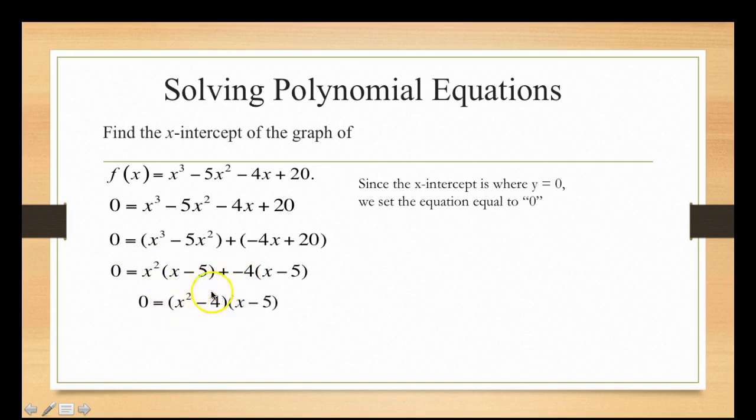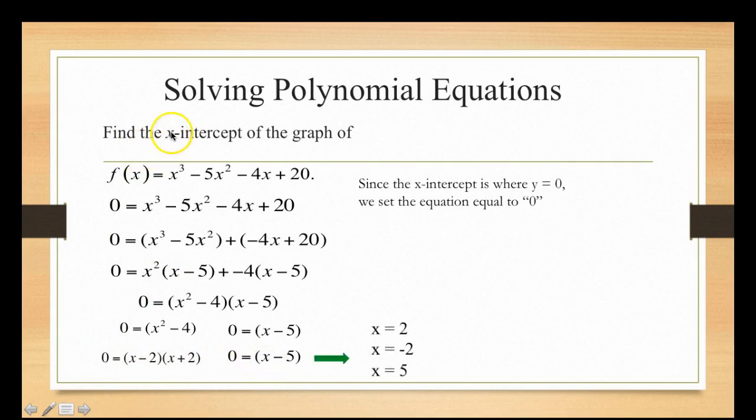But notice, I can still factor this. This is the difference of 2 squares. That equals x minus 2 times x plus 2. So x equals 2, negative 2, and positive 5.